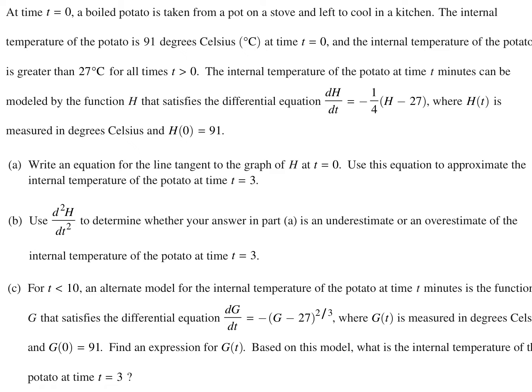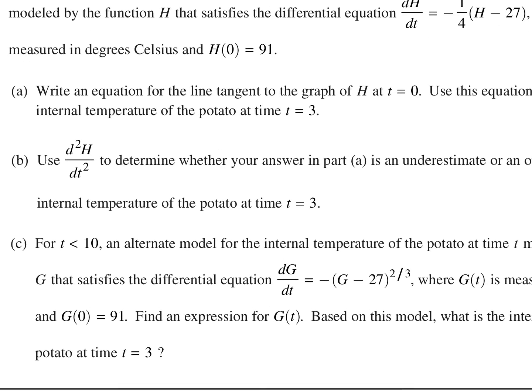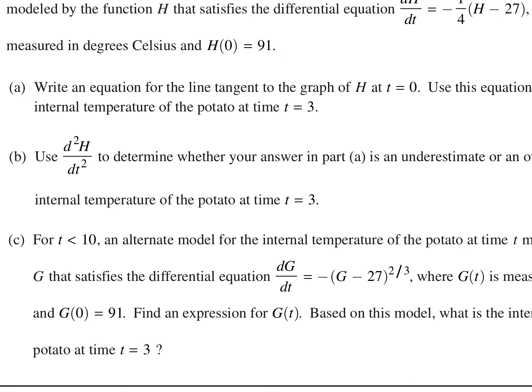So on this one, what do you need to write an equation of a line? Slope and a point. Where am I going to find my slope? In the derivative equation, at the derivative. So your first step on this would be to take dh/dt and substitute in t equals 0. So we get negative 1/4 times (h minus 27). h of 0 is 91. Sorry.